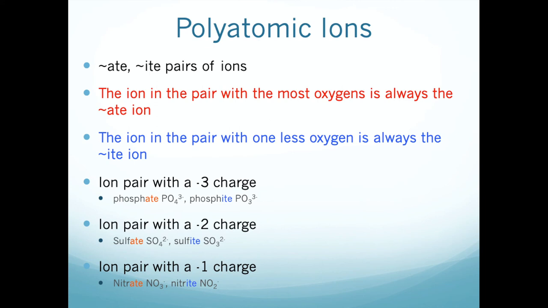Okay, so my point here though is that if you can memorize all the -ate ending ones, you automatically have a way of knowing what the -ite ending ones are. You just drop an oxygen accordingly. And so that saves you having to memorize both sets of names. Okay, and that makes your job a little bit easier.